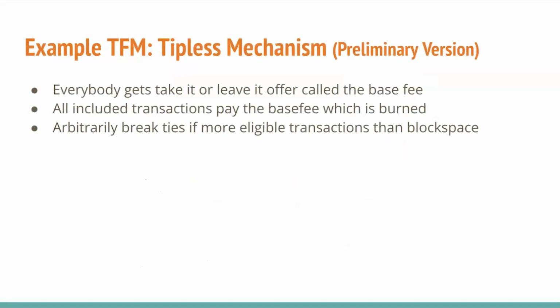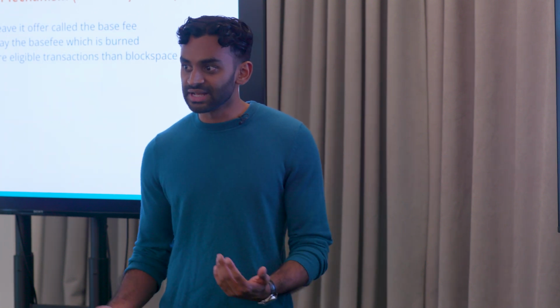And so now to define a preliminary version of exactly what I'm talking about here. There's a base fee that's set. We're not going to be worried about how it's set for the rest of this talk. Basically, every user gets this take it or leave it price. If they value the transaction above this price, then they just bid that amount. And then the mechanism requires that every included transaction has to burn this fee. So this is the classic burning rule you might have heard of in 1559.